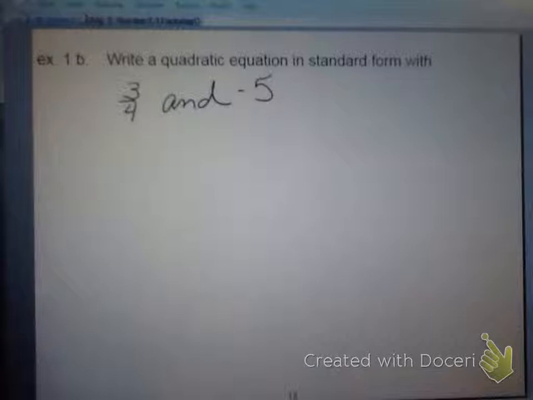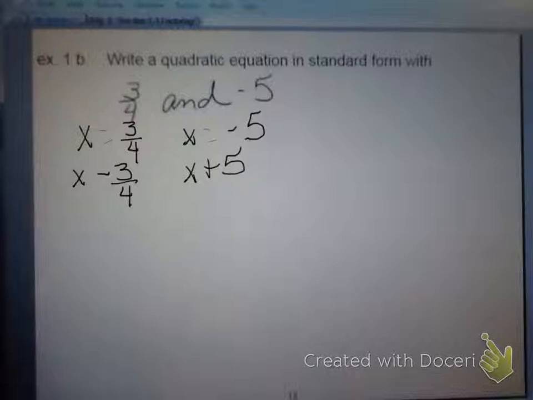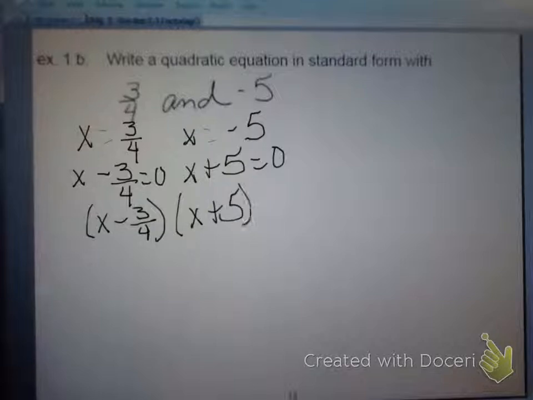Example 1b, again, write the equation in standard form. So this is saying x is equal to 3/4 and x is equal to negative 5. Put each one equal to 0, so I'm going to subtract 3/4 and add 5. There's my two binomials, so I'm going to write them and just put them equal to 0.